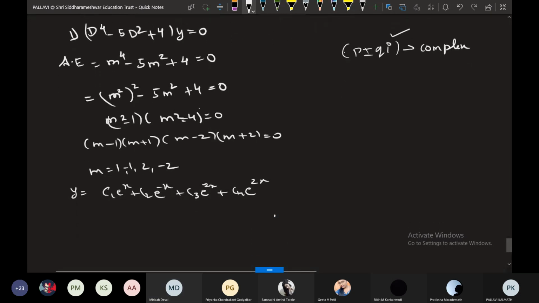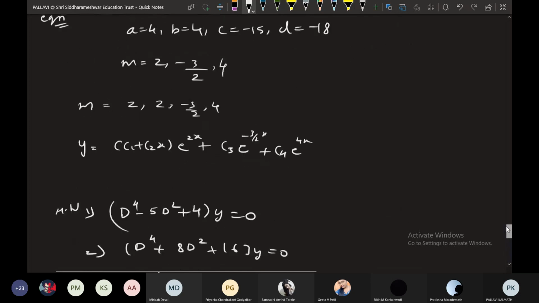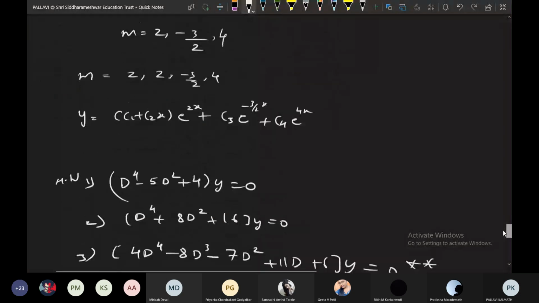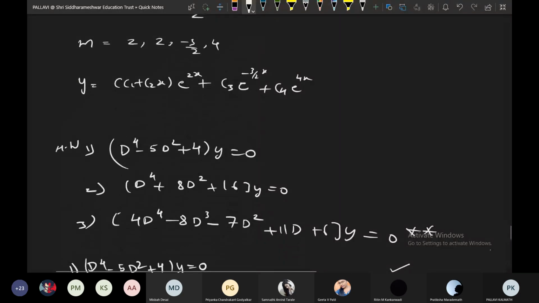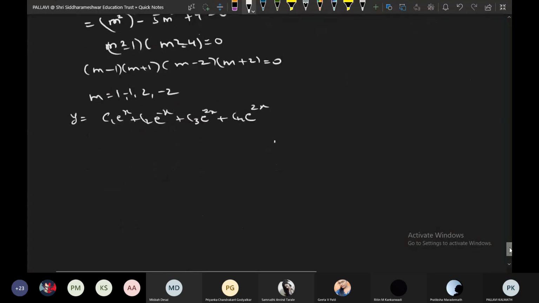Then, what is the next one? D raised to 4 minus 8D square plus 16 into y equals 0. What is the answer for the second one? Ma'am, plus or minus 2i and plus or minus 2i. Okay. What is the method you have followed? Ma'am, splitting method, factorization.